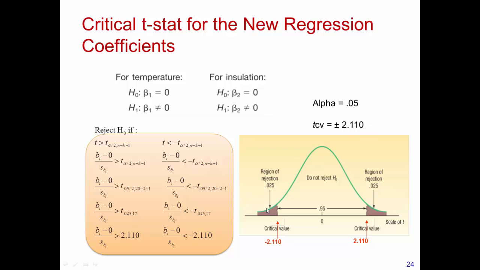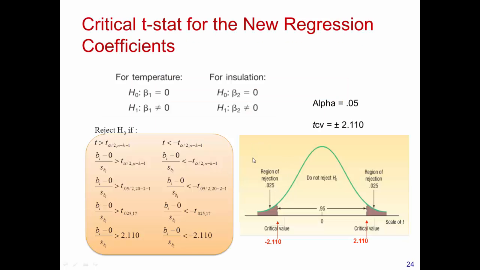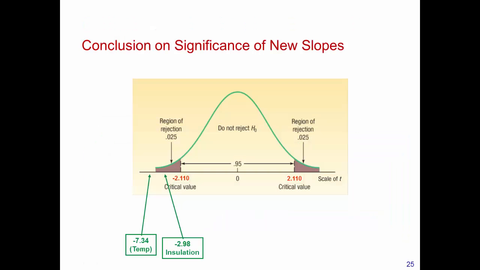We have our t critical value. We have our t critical on our distribution chart, and then we get to determine the t-test values for each of the coefficients, and we plot them on our distribution, and we find that temperature is negative 7.34 and insulation is negative 2.98, both of which are less than our lower t-critical value. Do you remember what it means when we have each of our test statistic values in the rejection region?